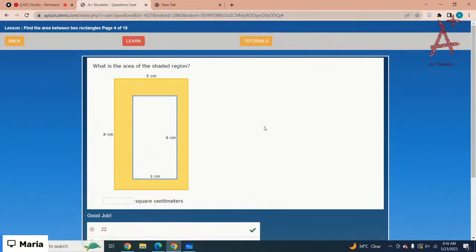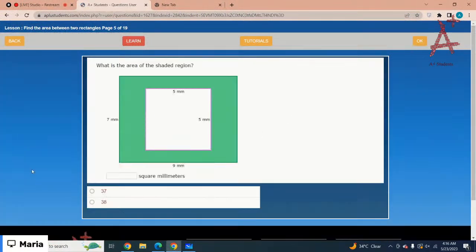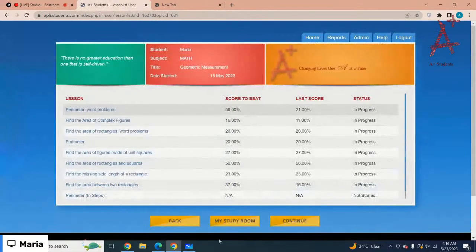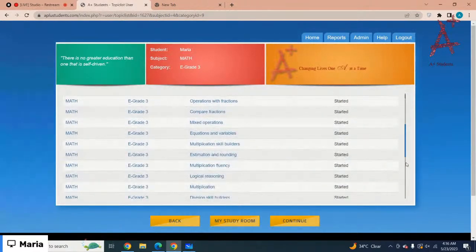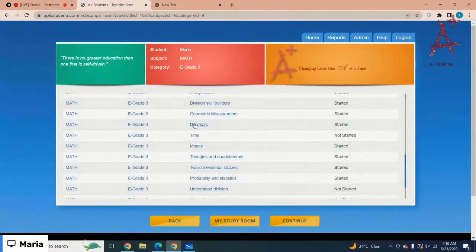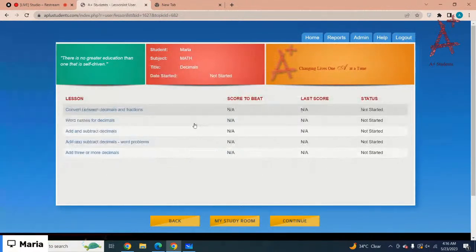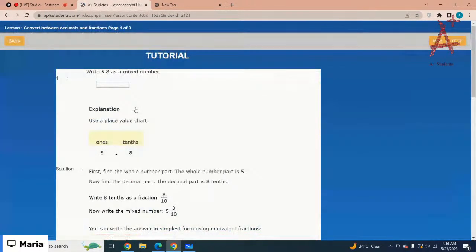Okay, you can complete the test by yourself later today. Let's move on to the next lesson. We're going to start the new chapter, which is decimals. Okay, we're going to start with the very first lesson, convert between decimals and fractions. So let's start with the lesson.